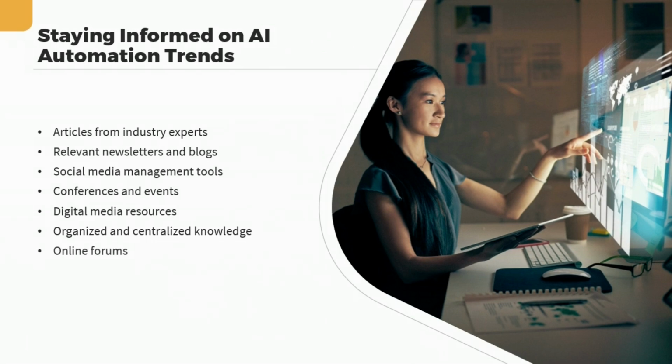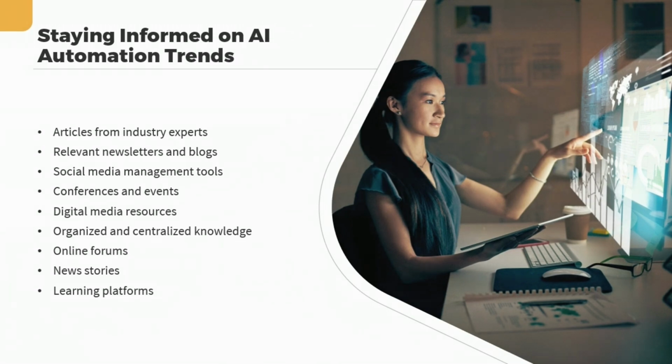Organizations can also participate in online forums and discussion groups that are dedicated to AI and automation topics to share knowledge, ask questions, and engage with the community. Following news outlets and publications that cover AI automation developments and case studies can help stay informed about real-world applications and impact. And enrolling in online learning platforms and courses that offer training and certification programs in AI and automation technologies can help deepen knowledge and skills.